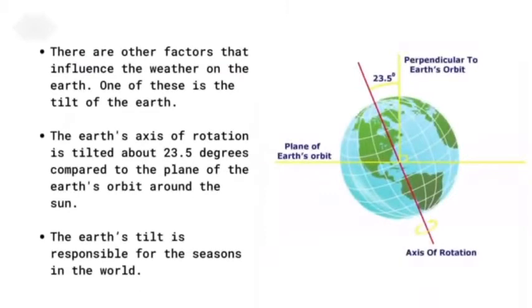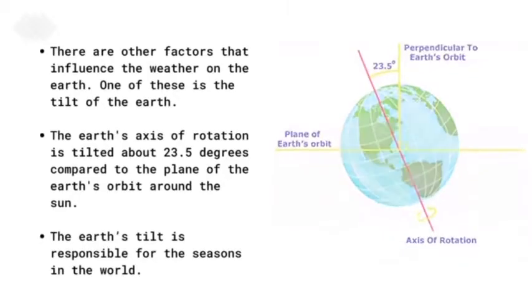Latitude is an important factor in determining what type of climate a location will have. There are other factors that influence the weather on the Earth. One of these is the tilt of the Earth. The Earth's axis of rotation is tilted about 23.5 degrees compared to the plane of the Earth's orbit around the Sun. The Earth tilt also is responsible for the seasons in the world.